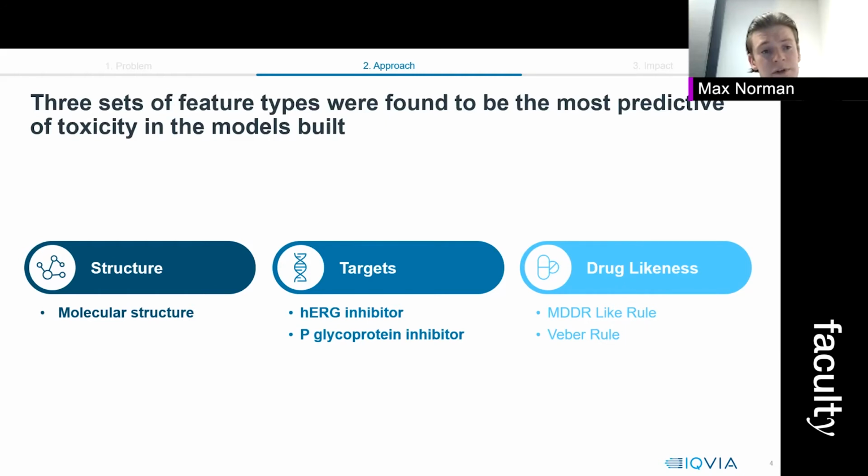Secondly, the P-glycoprotein is a fundamental moderator in drug-drug interactions. So again, inhibition of this protein can have disastrous consequences. Finally, we took drug likeness rules, which are essentially developed by practitioners within the industry to group similar molecules based on their structural properties.